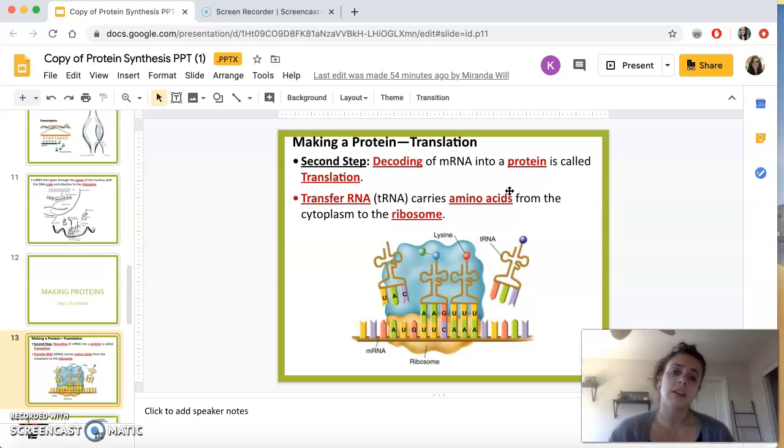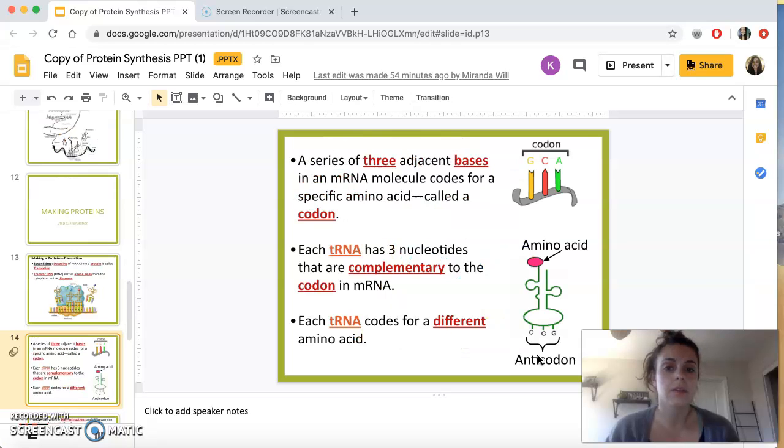Transfer RNA is going to carry amino acids from the cytoplasm to the ribosome. So it's carrying it out, and it's connecting it to that ribosome, okay? And here's that happening here. There's a series of 3 adjacent bases in an mRNA molecule that codes for a specific amino acid, okay? Remember, no T here, no thymine, only guanine, cytosine, adenine, and uracil.